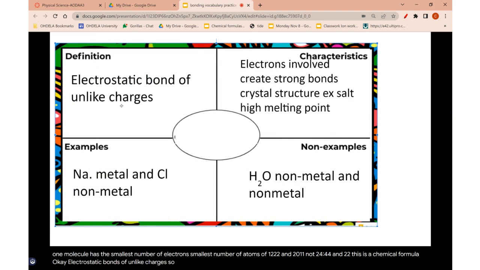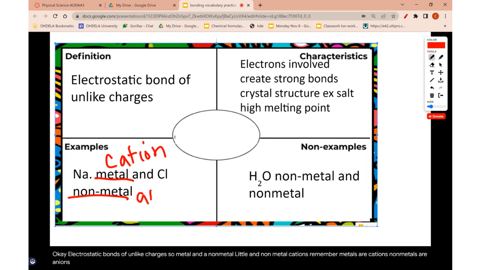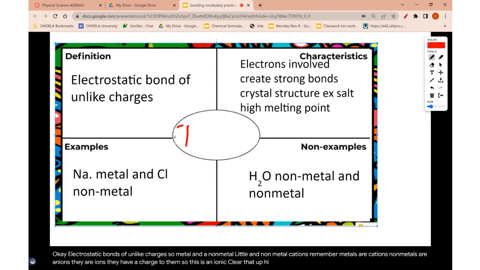Electrostatic bonds of unlike charges, so a metal and a nonmetal. Cations, remember metals are cations. Nonmetals are anions. They are ions. They have a charge to them. So this is an ionic bond.